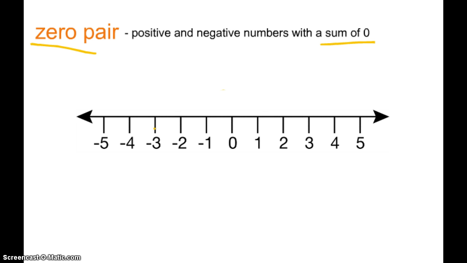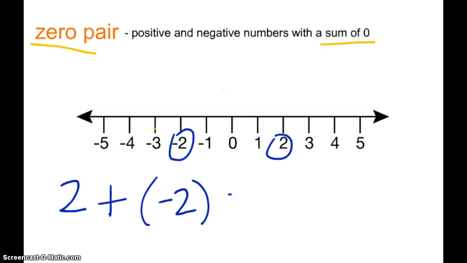Or we could say 2 and negative 2. Those are a zero pair. We have 2 plus negative 2, which equals 0. If we start at 2 and add negative 2, that means we're going back, 1, 2 spaces to the left. That's 0. So your opposites are also zero pairs.